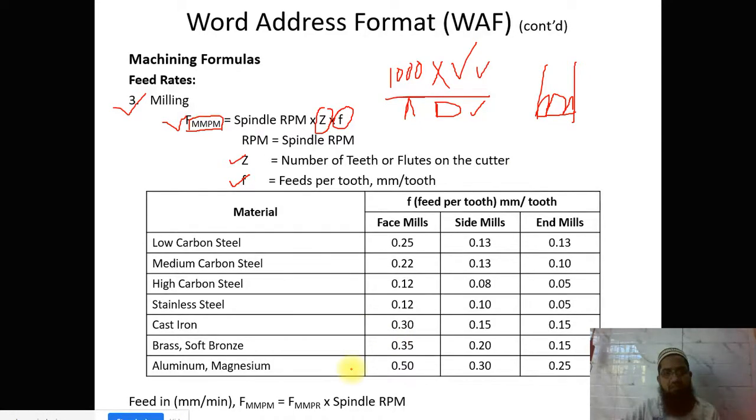The formula is given below also. If it is given as F per revolution, you can see it at the bottom. If it is given in per revolution, F just multiply by the spindle RPM, you will get the value. And this table is only given for the sake of information. It is not required to remember by heart. So you have to just copy this part, milling, and this part, and the below formula.